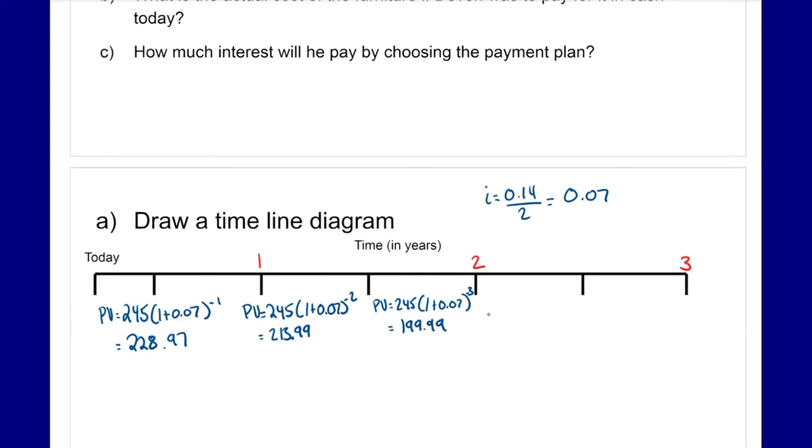At 2 years, same idea. Let's move this down a bit. I'm still making a payment of $245, but this has some interest already included in it. I am 4 payments, or 4 compounding periods, away from the initial purchase. So to go back and find the present value, I get a value of 186.91.